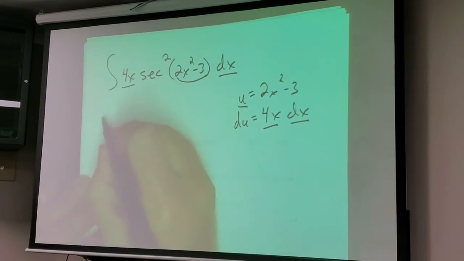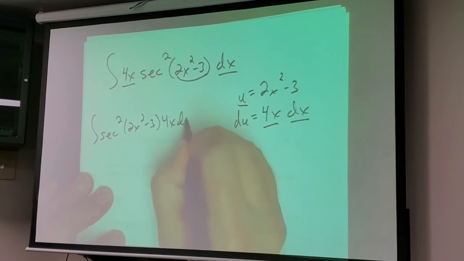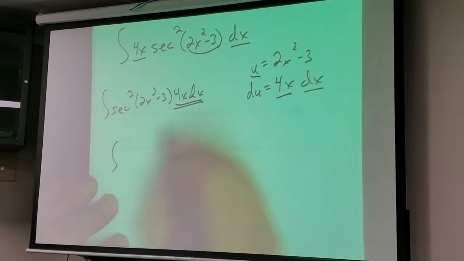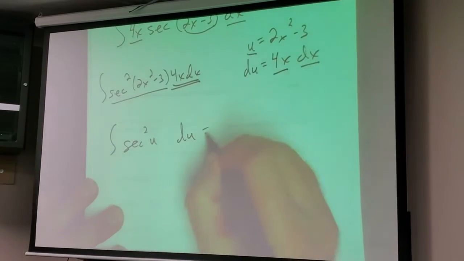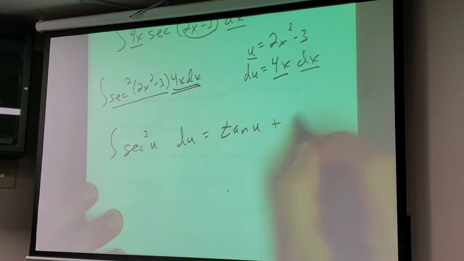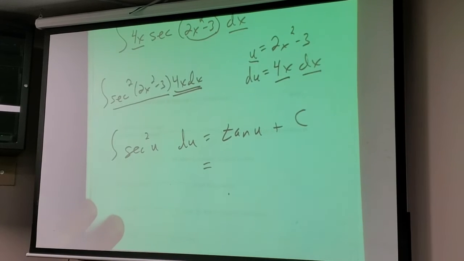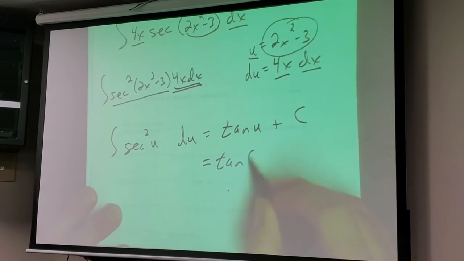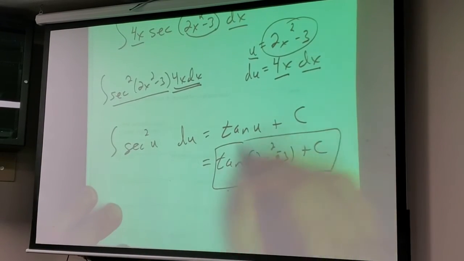Yes. So that means, let me rewrite this. I'm going to write more than I normally would. I'm just going to put the 4x dx together. What can I replace this with? Du. And of course, this becomes secant squared u. And what's the integral of secant squared u? Tangent u plus c. And the last step you have to take, because the problem has no clue what u is: what was u? Minus. There we go.